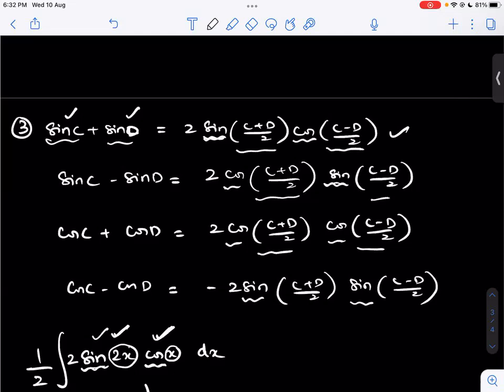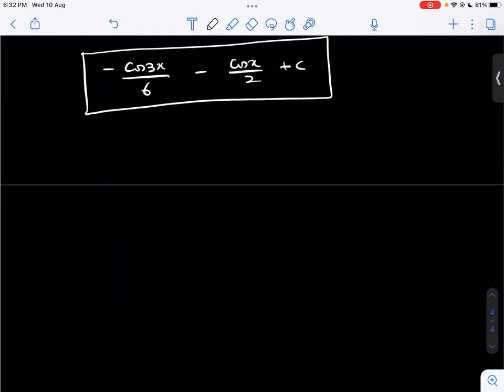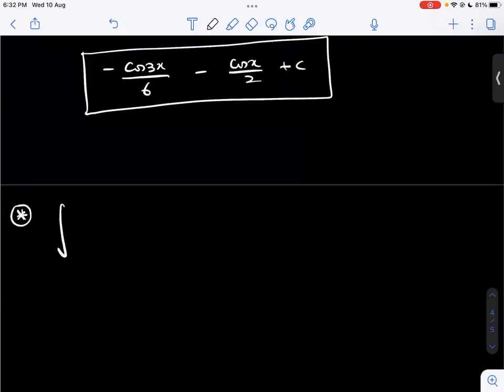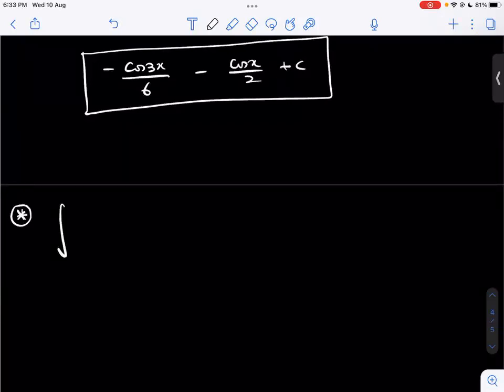Suppose sine has greater value, then it can be written as sin C plus sin D. If cos is having a bigger value, then it can be written in terms of sin C minus sin D. If it is cos and cos, then it can be written in the form of cos C plus cos D. If it is combination of sine and sine, it can be written as cos C minus cos D. Is that clear? So having this in mind, I want to give you another problem, integral of, I want you to try this, cos 3x into cos 2x dx.